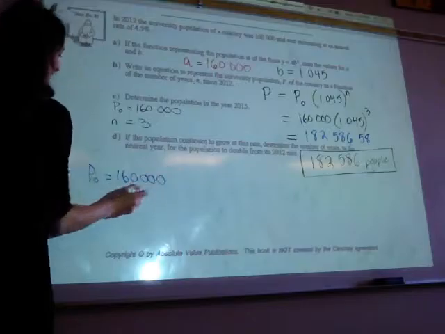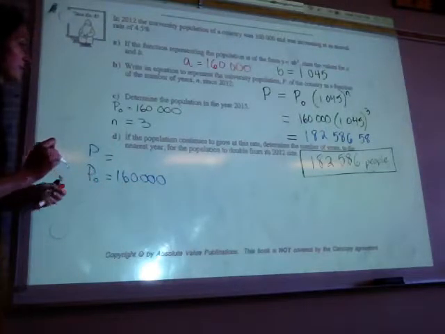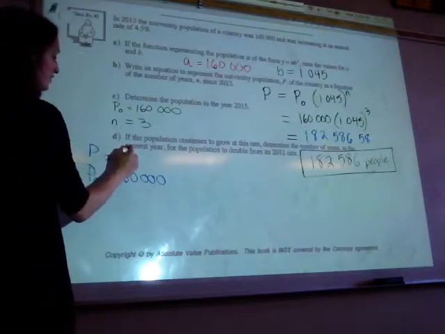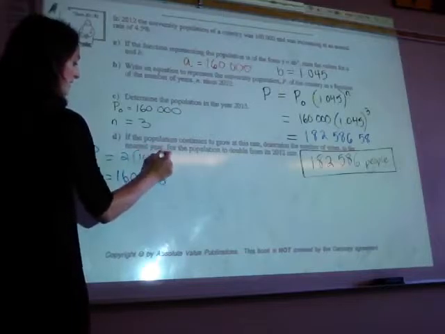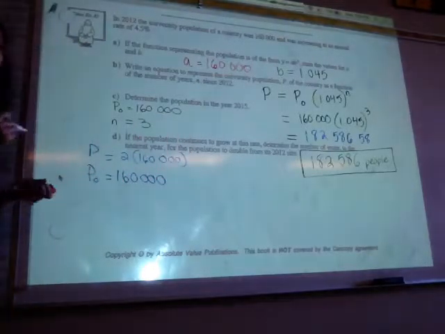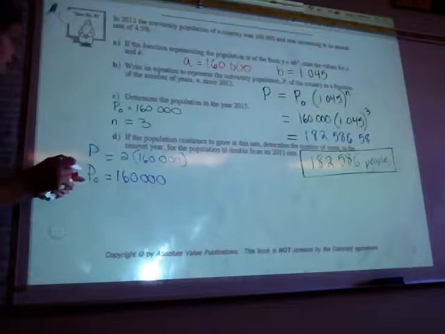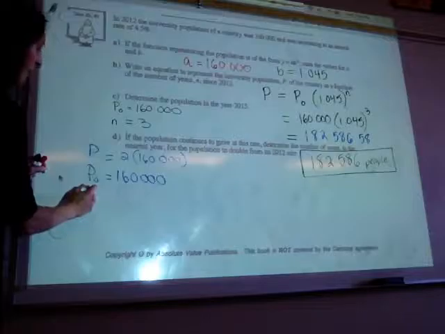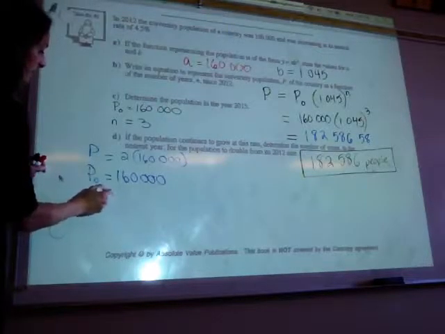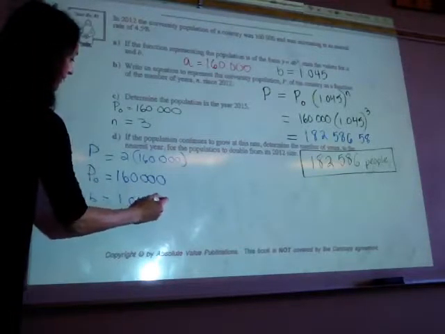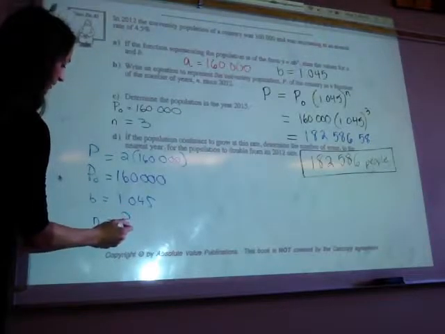160,000. Okay, so the final amount, which P is going to represent, will be 2 times that. And let's just leave it as 2 times that. You don't need to expand. It's going to be a waste of time, as you're going to see as we go through the steps. Our growth rate, or our B, is 1.045, and our N is what we're going to be solving for.